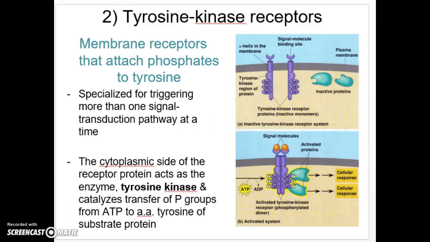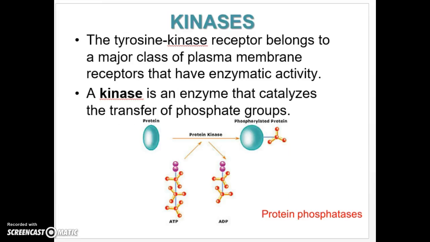We're going to look at the structure of these receptors in just a second here. First, you should understand what kinase does. So kinase is an enzyme that catalyzes the transfer of phosphate groups. And so a tyrosine kinase receptor belongs to a major class of plasma membrane receptors that have enzymatic activity associated with them. So you can tell with the ase ending of the word here, kinase.